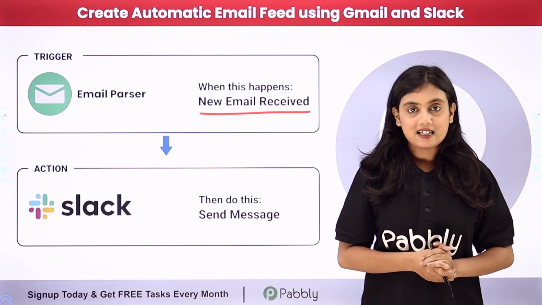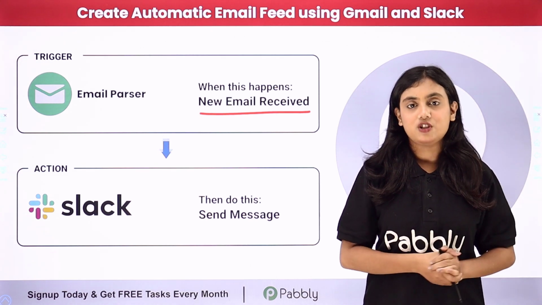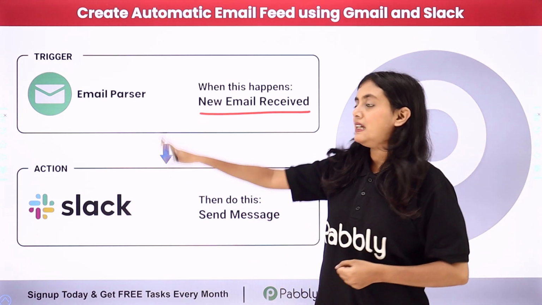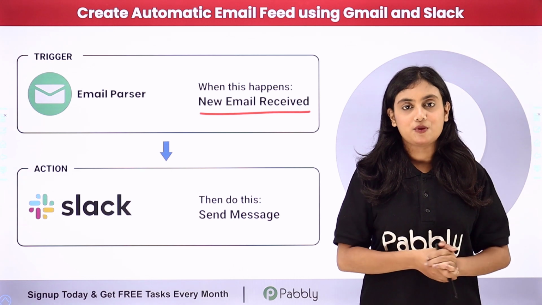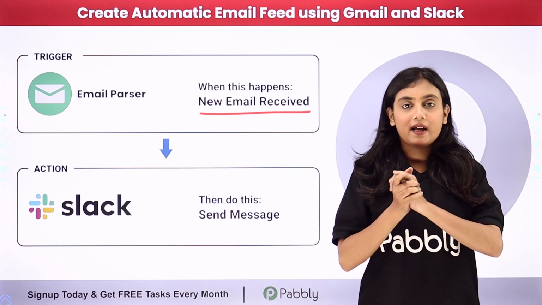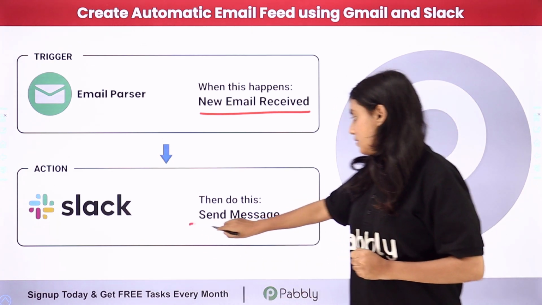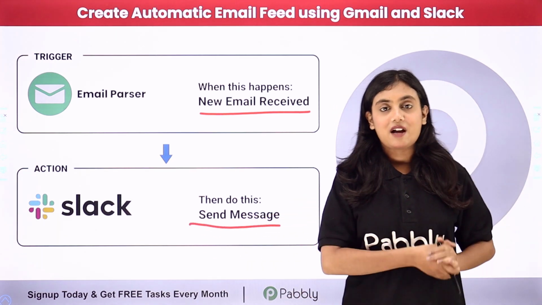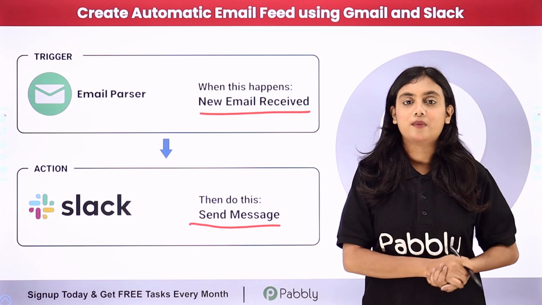So for fetching the data of the emails that we're going to receive in our Gmail account, we are going to be using email parser. It is an amazing feature by Pabbly, okay? So as we receive a new email in our Gmail account from our employees, automatically I want to send a message on my Slack channel related to the daily work report of my employees.